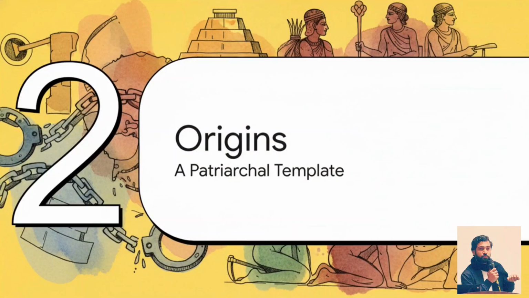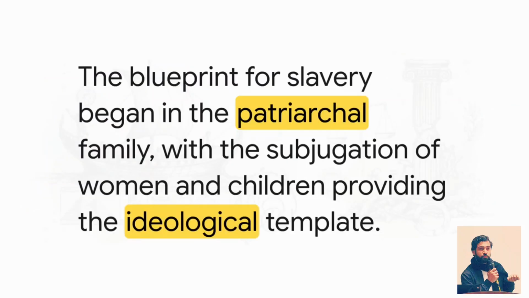That brings up a huge question. Before you have these massive, institutionalized slave economies, where does the very idea of categorizing another human as unfree even begin? Well, according to historian Gerda Lerner, the blueprint for slavery didn't actually start with war or conquest, as you might think. No, she argues it started much closer to home, literally, within the patriarchal family structure.